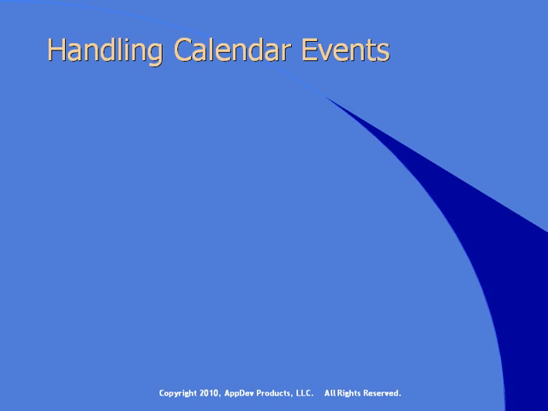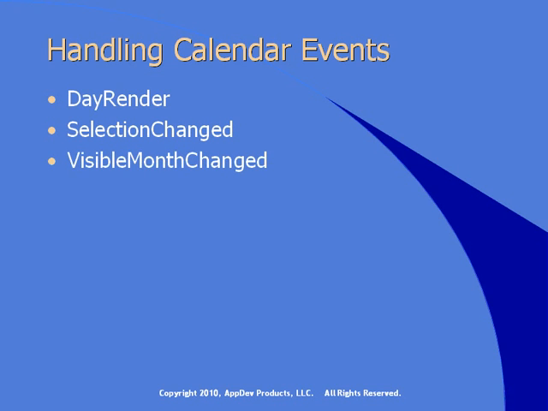The calendar control provides 3 events that are specific to this particular control. Those are the day render event, which occurs when each day is created in the control hierarchy for the calendar control, and it gives you a chance to render the day any way you like. There's the selection changed event, which occurs when the user selects a date. And there's the visible month changed event, which occurs when the user moves from one month to another month.